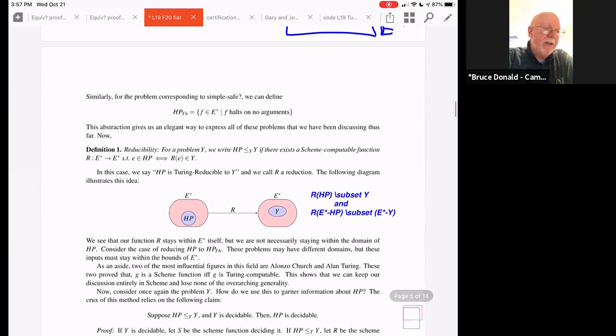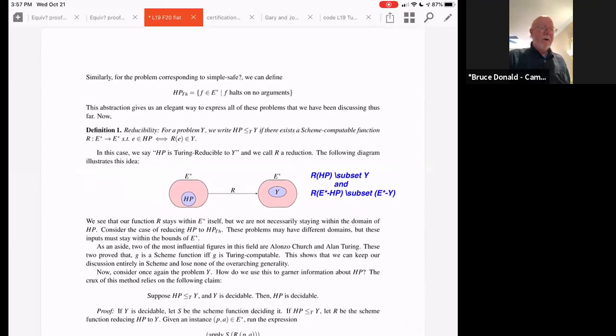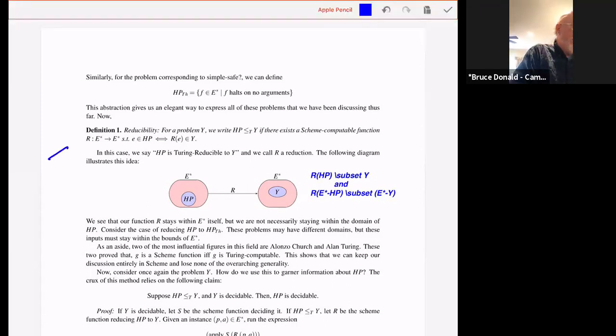So basically the idea is as follows. Look at the diagram. If R is a reduction, i.e. a mapping from E star to E star, where E star is the set of all scheme expressions, each point in E star is either an instance of the halting problem or it's not. Remember, an instance of the halting problem is a pair F, A, where F applied to A halts with an answer. So all that we require is the following, given in this if and only if. Namely that if you start with an instance of the halting problem, then R transforms it into an instance of your new problem Y.